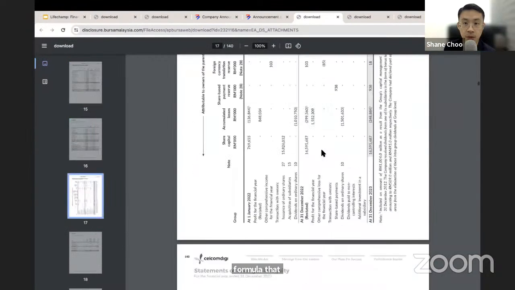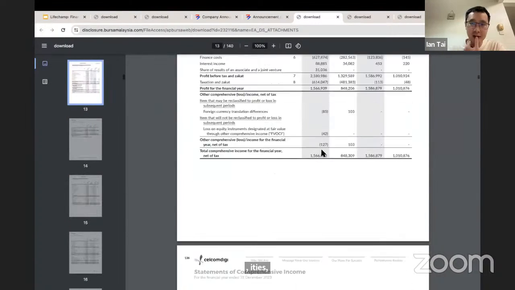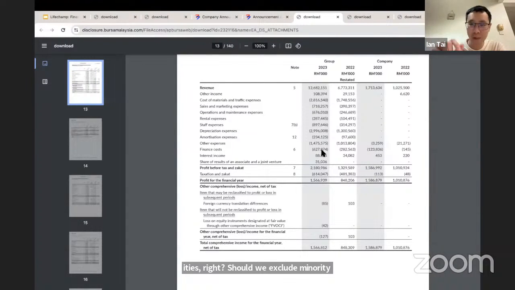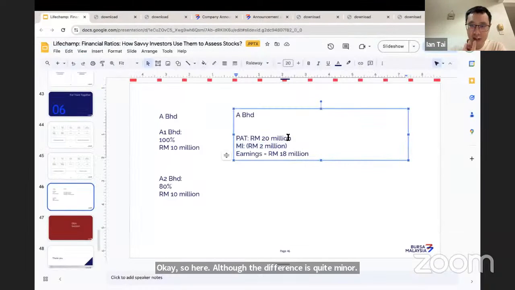So that's Vincent's question. Okay, so here, although the difference is quite minor, for net profit margin, you can just directly use this figure. I don't see an issue. But if you happen to use this also, the difference is not that great. But to be super accurate, you can actually just use this, which is profit after tax. But if you're looking at return on equity, use this. Okay, so that's for ratio number 2.